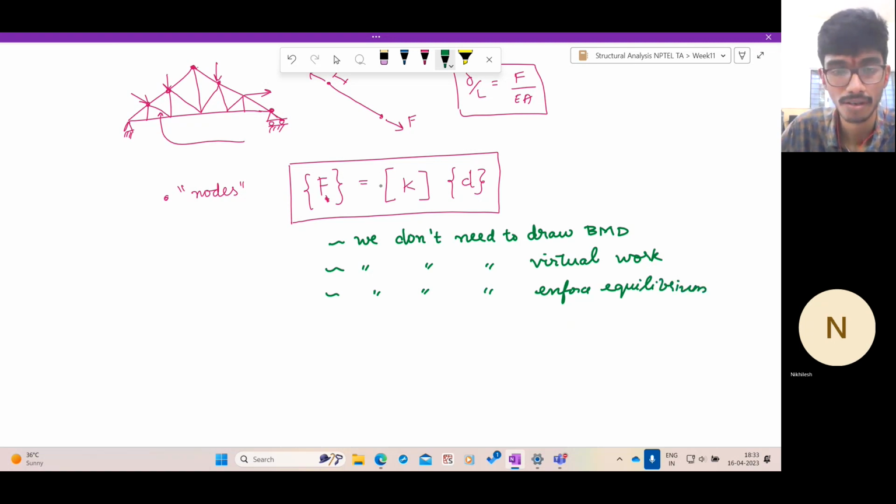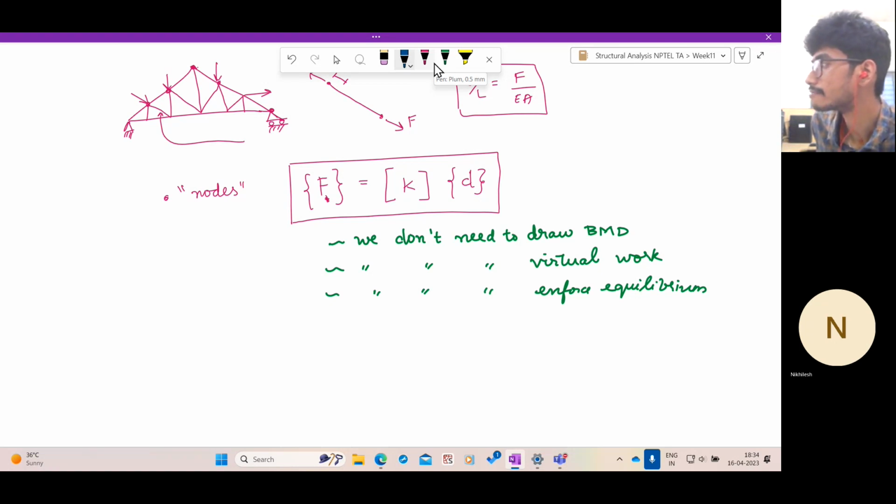So we directly assemble a matrix called the stiffness matrix, the force vector and the displacement vector, and we get the displacements by solving this system. So that is the benefit. So I hope it's clear.